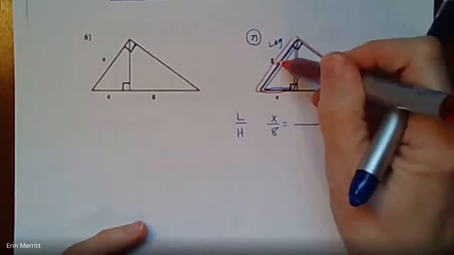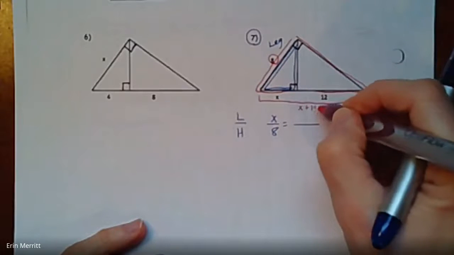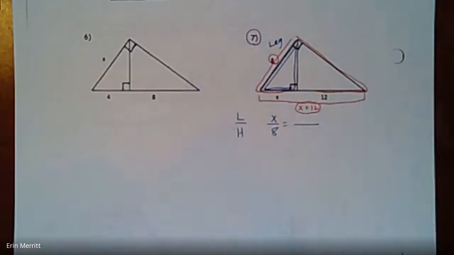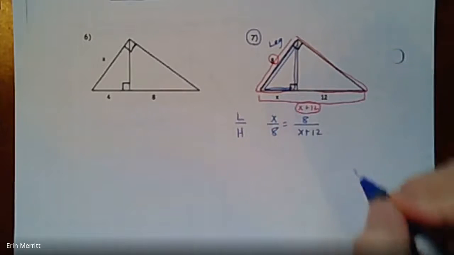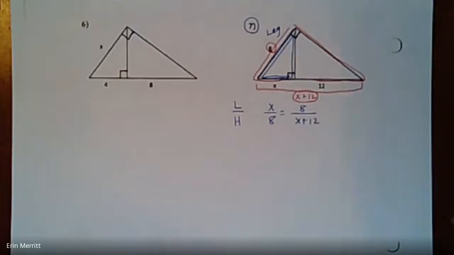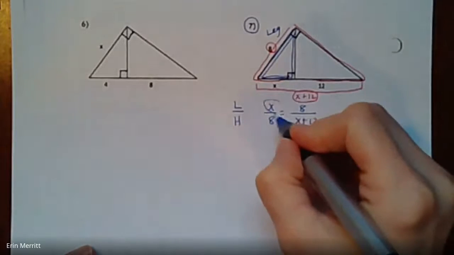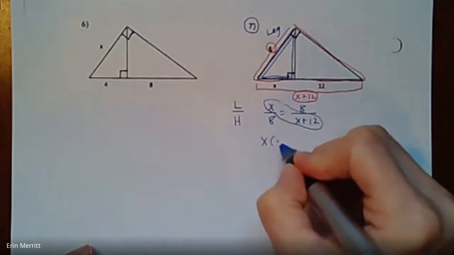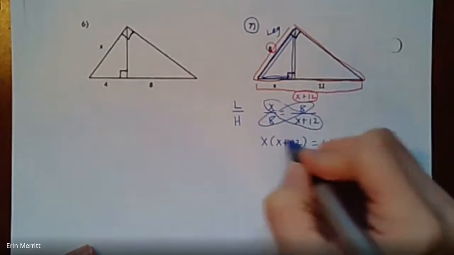So that would be the leg. And then the hypotenuse is the full length here, which is x plus 12. So then we can say 8 is to x plus 12. So the leg is the mean proportional between those two pieces. All right, when we cross multiply, this is going to give me x times x plus 12. This will give me 64.